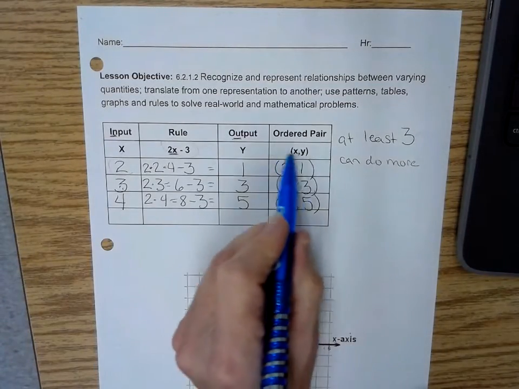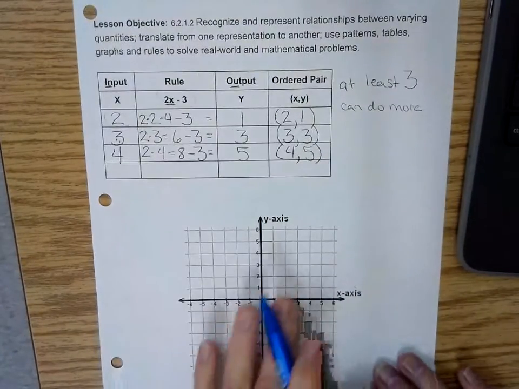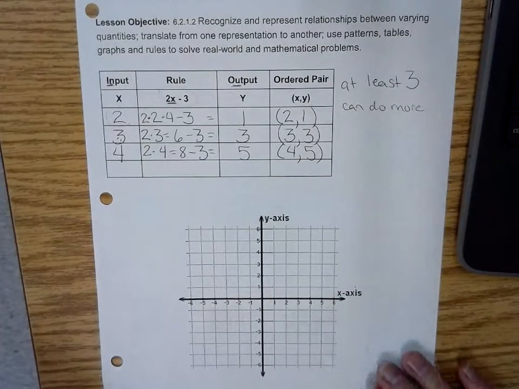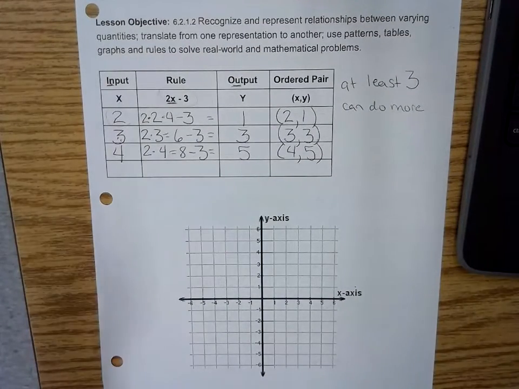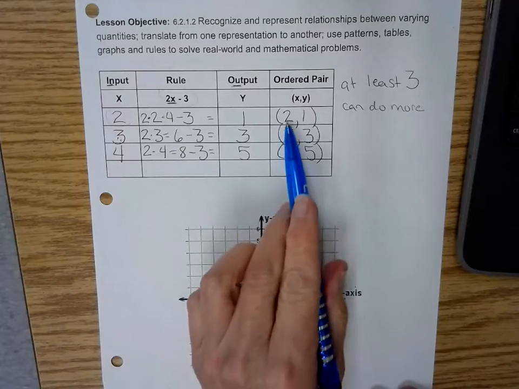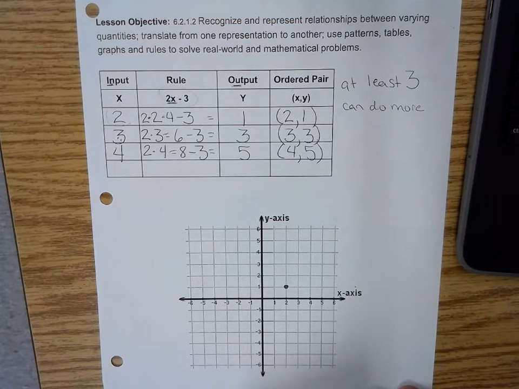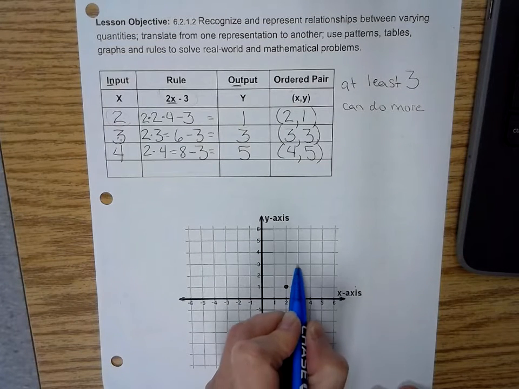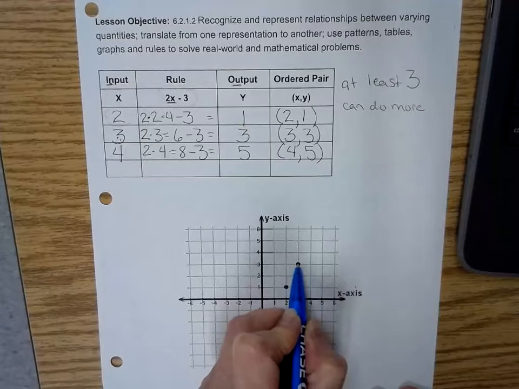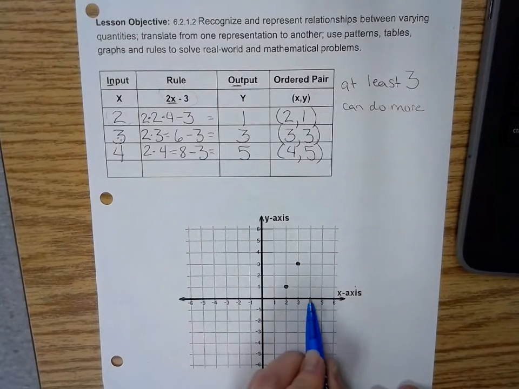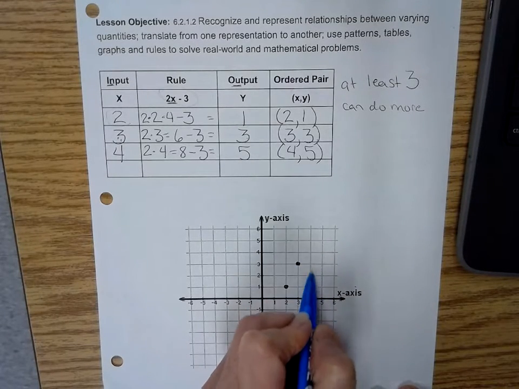Now I can take these ordered pairs and put them into my graph. And they're going to create something like a line. They're going to actually create a line. So I'm going to do 2 comma 1, over 2 up 1. We did these yesterday. Put a dot. 3, 3, over 3 up 3, and over 4 up 5.